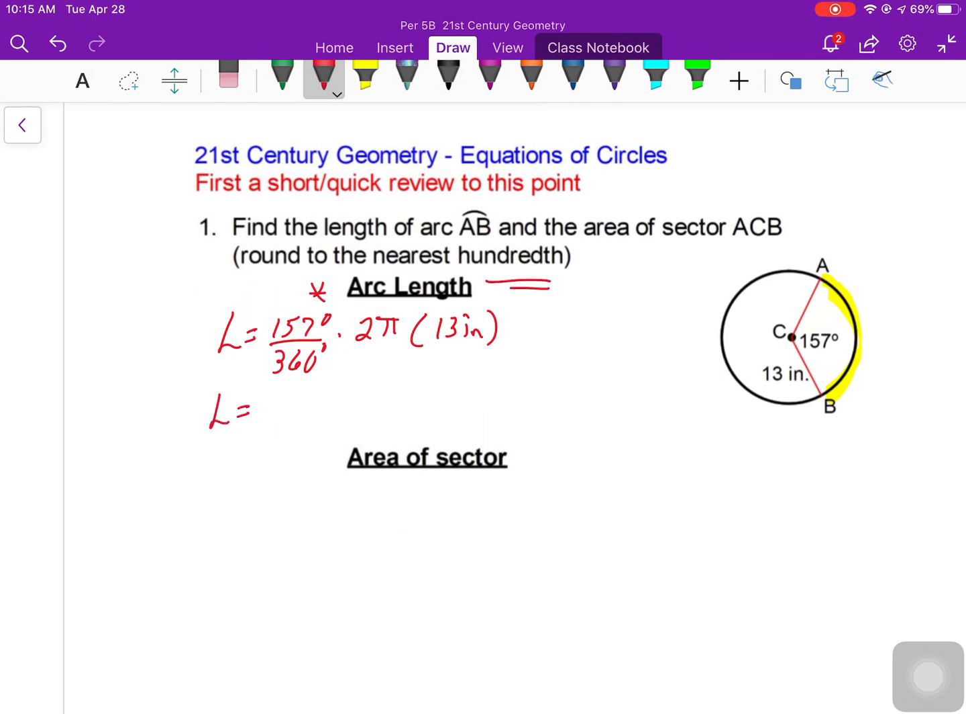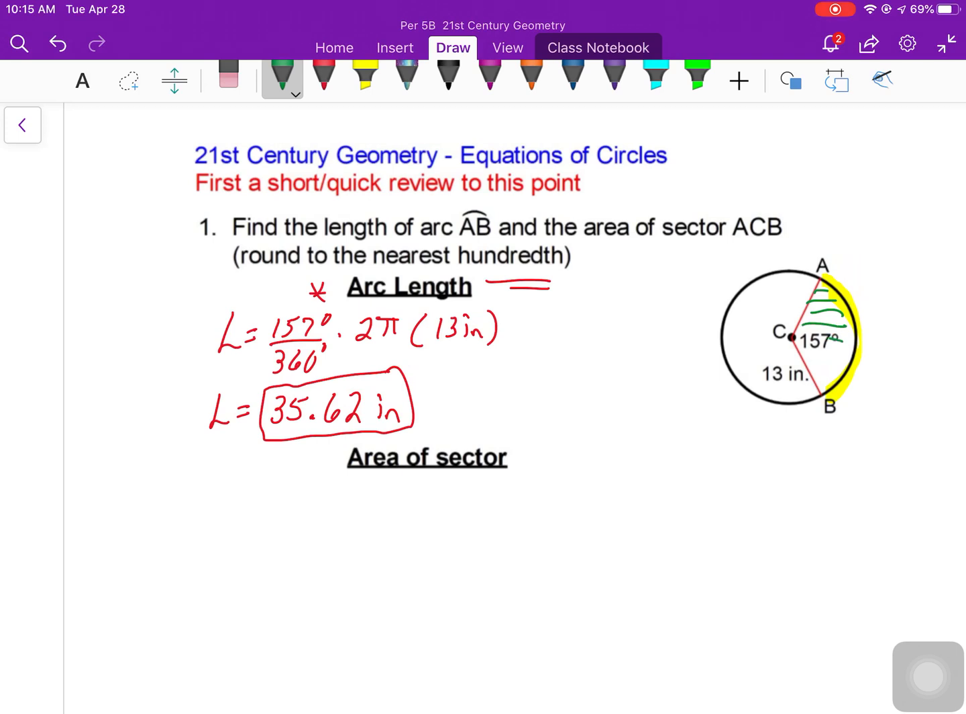They've asked us here to round to the nearest hundredth. Rounding to the nearest hundredth means we're going to put everything in the calculator, including the pi. So we'll end up with an arc length of 35.62 inches.